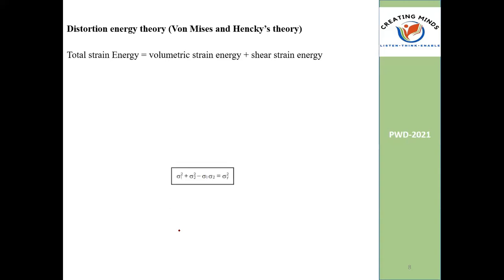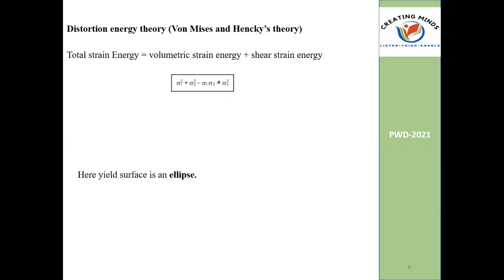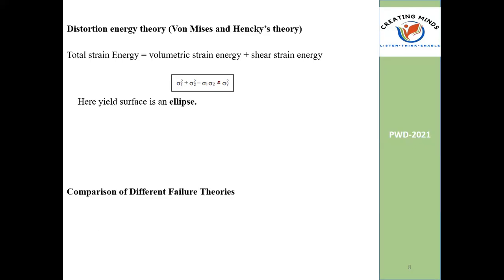The last one is the distortion energy theory. This is also a part of the total strain energy. The condition is very important. Here there is no 2 mu and mu; you eliminate the 2 mu terms and get only sigma 1, sigma 2, which is equal to yield. So the yield locus is an ellipse.